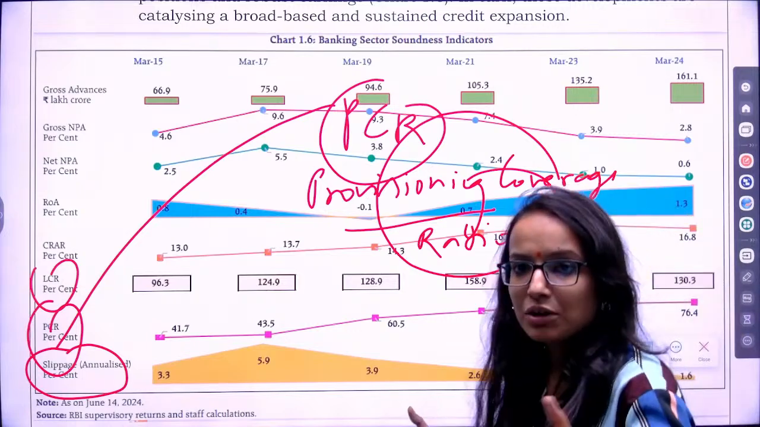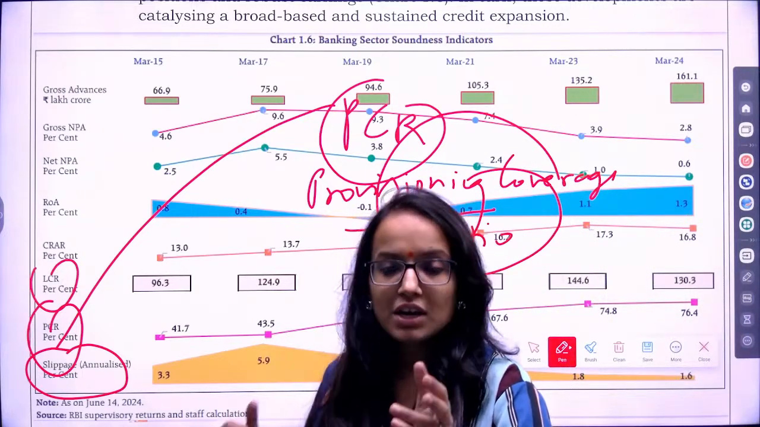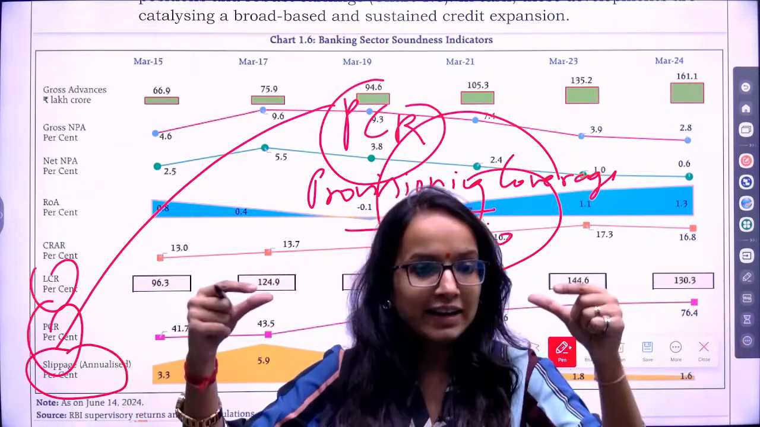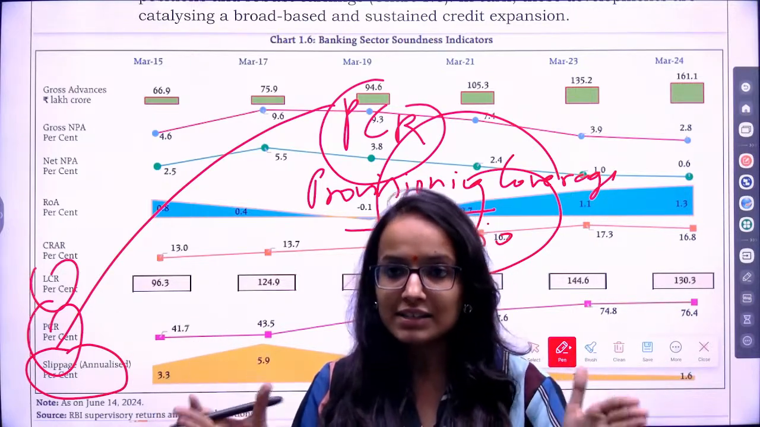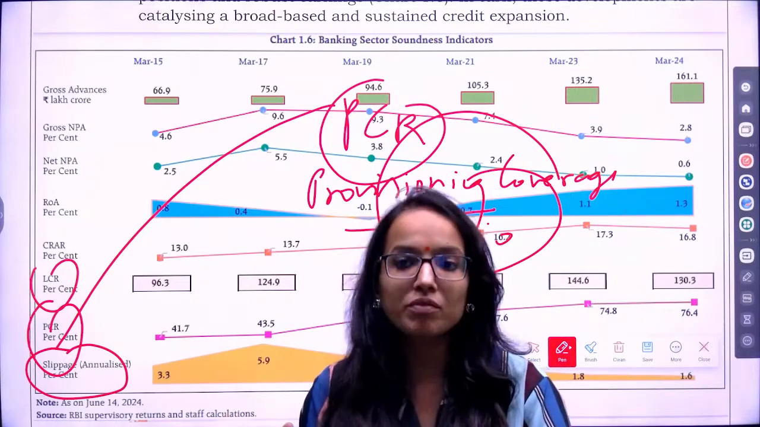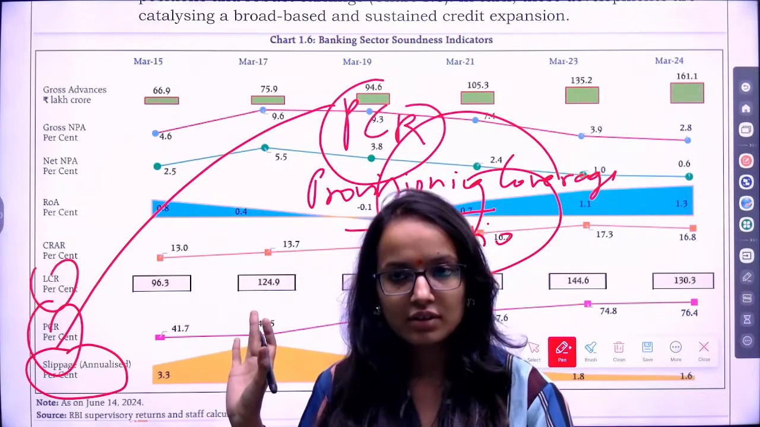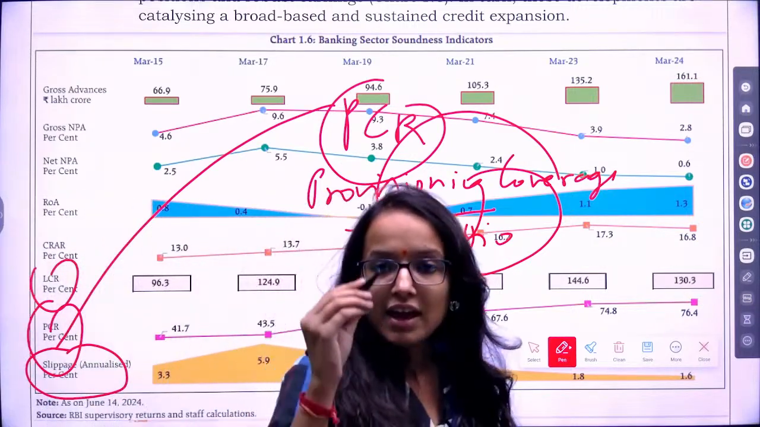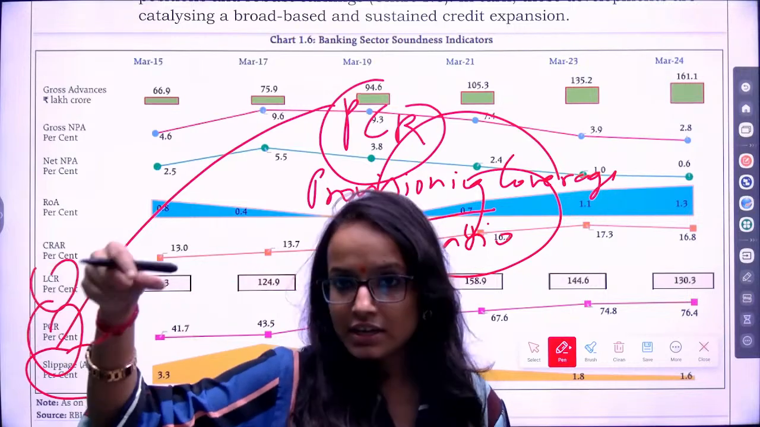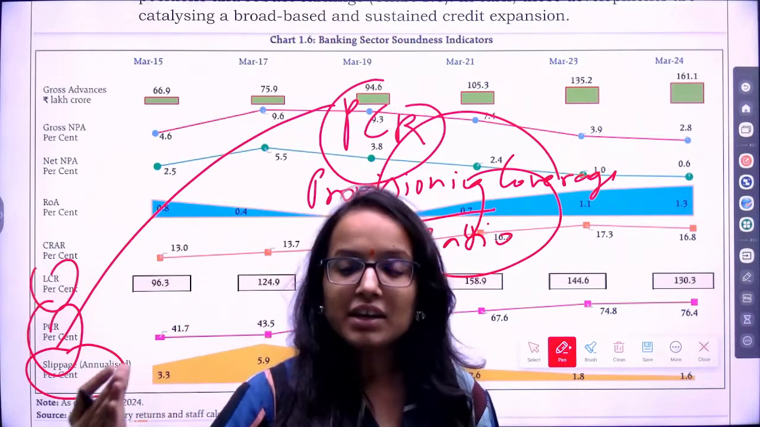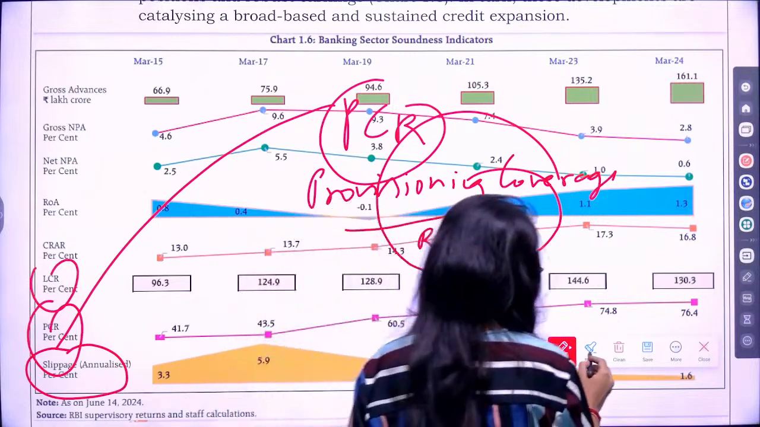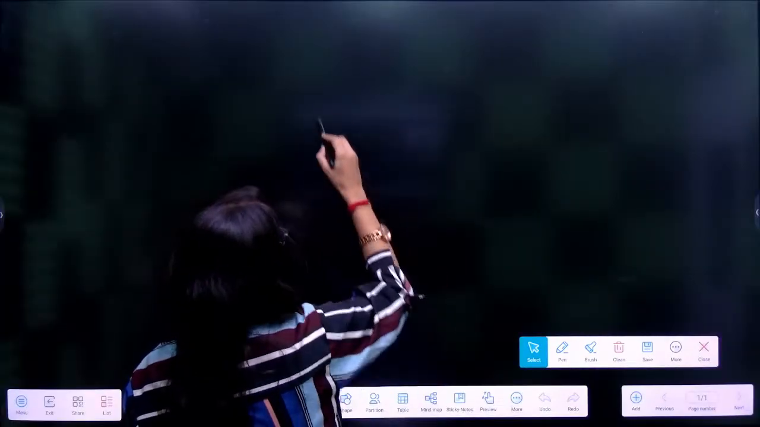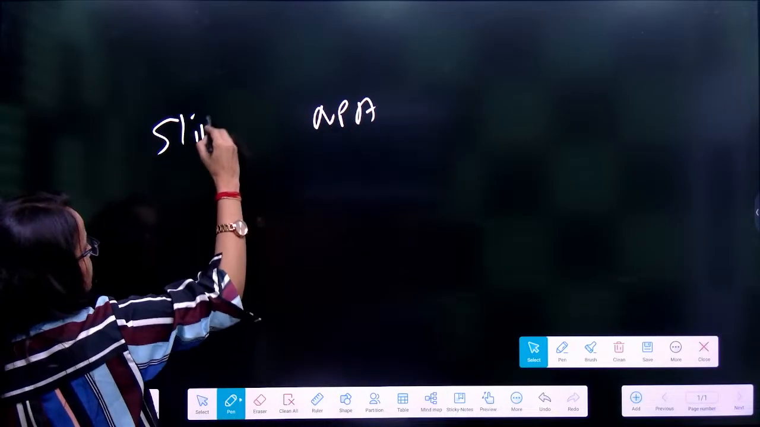Right? So how can you calculate the ratio? The slippage ratio is basically calculated as freshly accruing NPA, whatever freshly accruing NPAs are there in an entire year, divided by your total standard assets which you have at the beginning of the year, into 100. So you can note down the formula of slippage ratio as well. Freshly accruing NPA in the year divided by standard assets held at the beginning of the year into 100. So this is your slippage ratio.